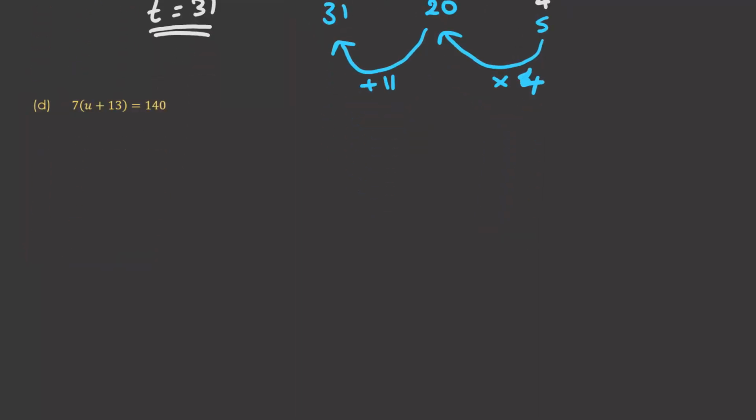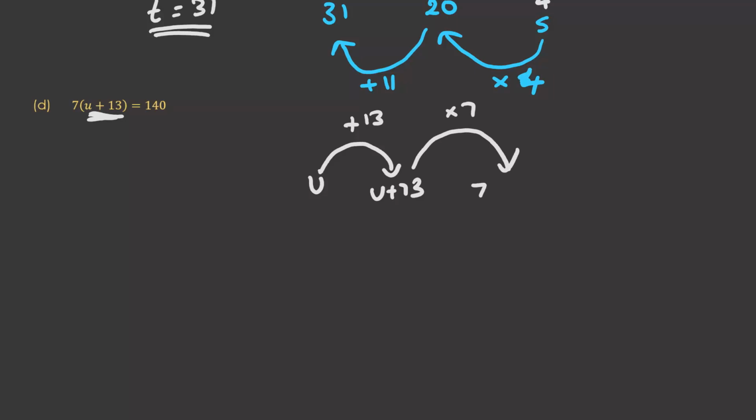Now finally with this one, the first thing that happens to this u, because it's in a bracket, is that we've added 13, giving us u plus 13. The whole of that as a package needs to be multiplied by 7. And because that's a package, that's why we have the brackets there.